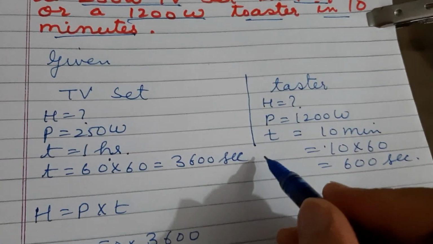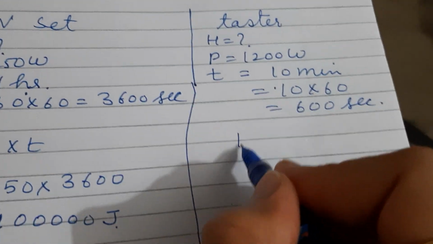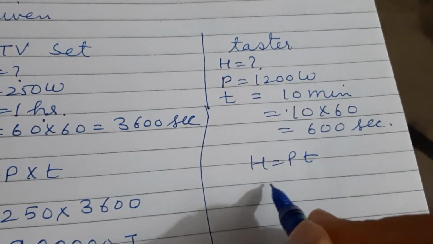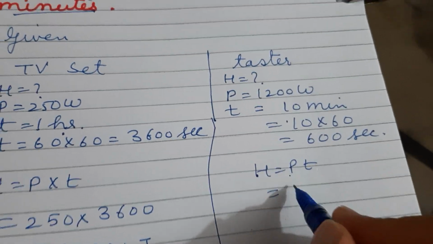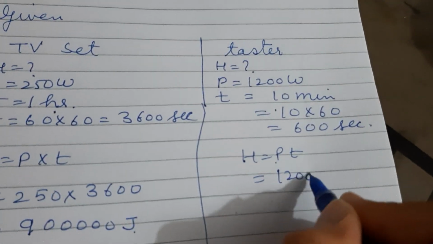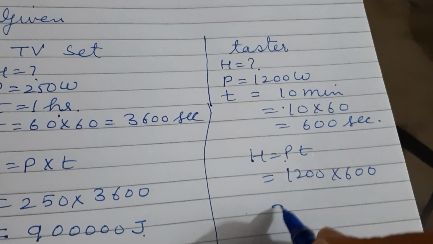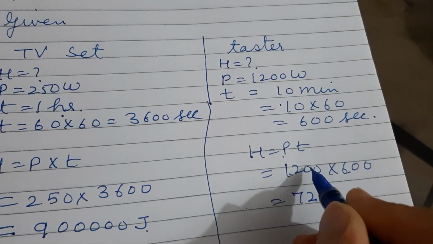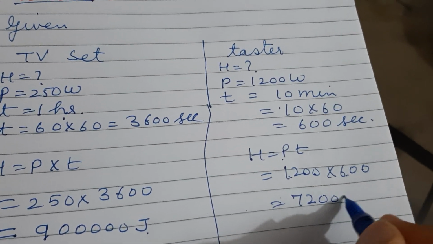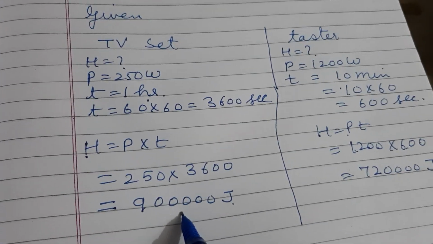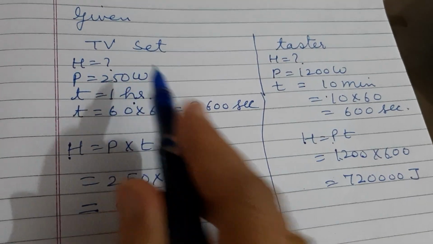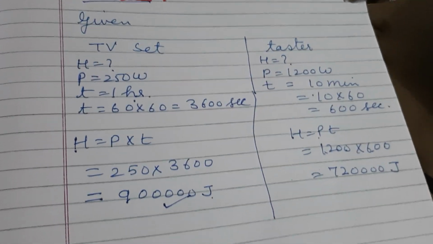In the second condition, again the same formula, H = P into T. H is the heat energy here. Power is 1200 into 600, so it is 720000 joule. So which uses more energy? We can say this one uses more energy. So a TV set uses more amount of energy.